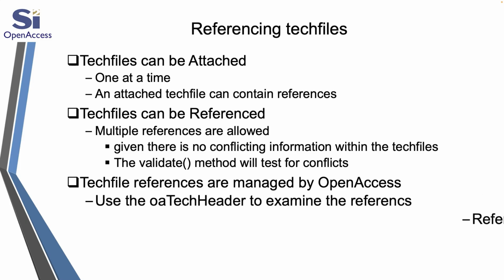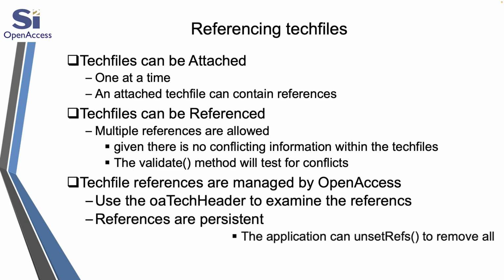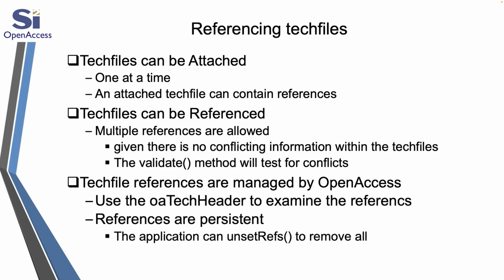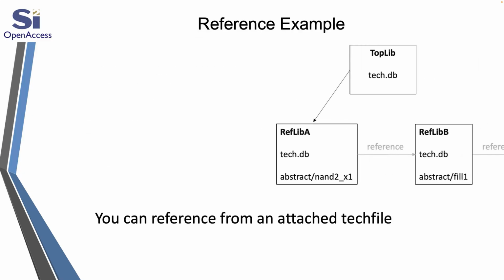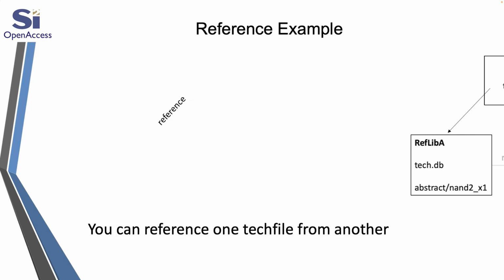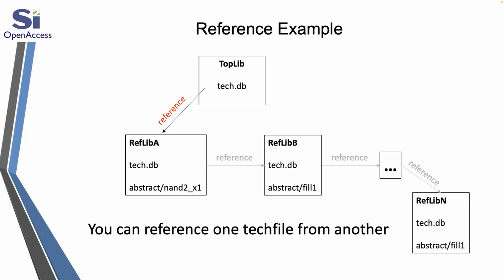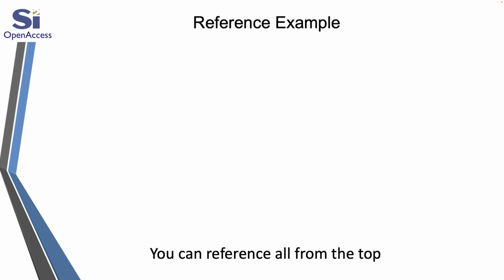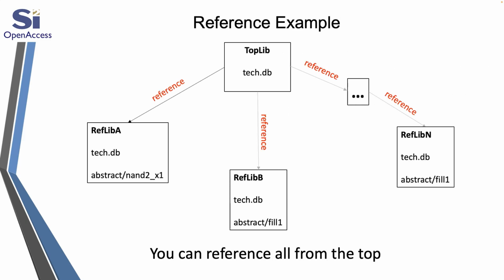The Tech header class has the methods to examine your references. It also handles the binding of the references. References are persistent in the library unless an application releases the binding. You can have references in an attached Techfile. You can reference one Techfile from another. You can reference multiple Techfiles from the top Techfile.